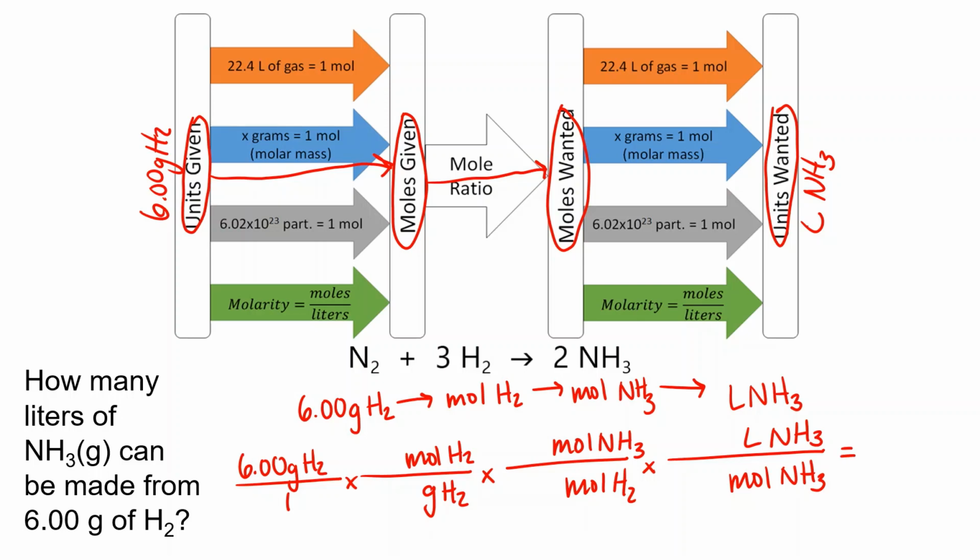So first thing we have is grams and moles of hydrogen. So this is the molar mass of hydrogen, which is about 2 grams. And then we have our mole ratio, which is still 2 to 3. And then I need the molar mass of ammonia, or actually I don't because I'm converting to liters. So I just need to know that 1 mole of any gas takes up 22.4 liters.